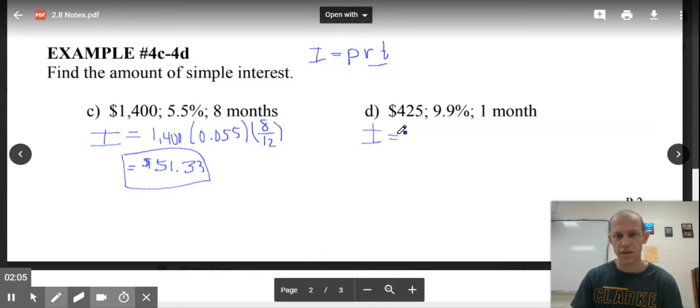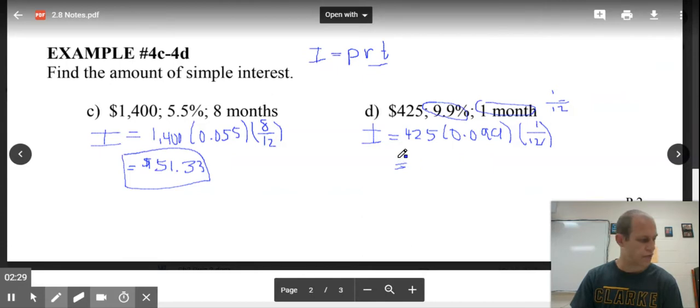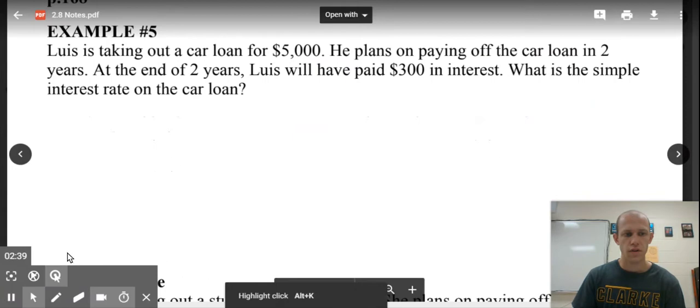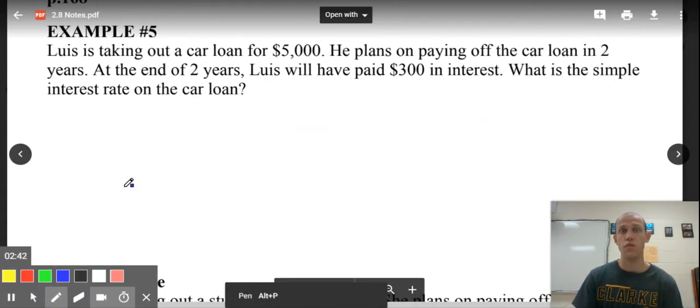Let's try another one together. We use the principal. We multiply it by the interest rate, and then we multiply it by the time. In this case, it's a yearly rate, but a monthly time. So I have to change that 1 month to be a year, and that's 1/12 of a year. So when I calculate that out, I get $3.51 for my interest.